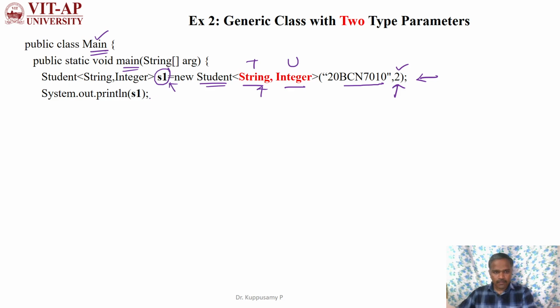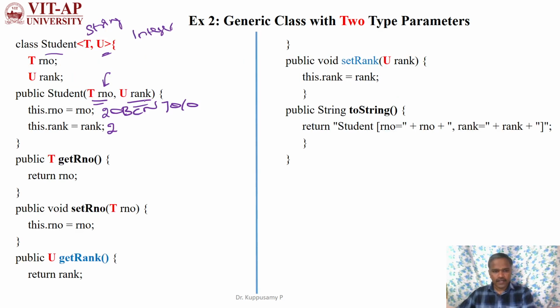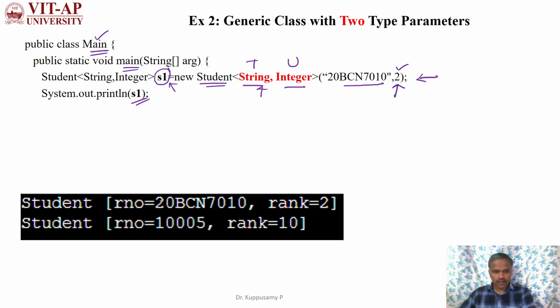Then I am accessing that object to display the values. Once I am calling this, automatically it is accessing the values by calling the toString method. The toString method is overriding the default method. Student's roll number is having the 7010 value, rank is having 2, so that is what is going to be displayed here, right? Roll number equal to this one, rank equal to 2. So this is the way to assign two type variables and access those values.